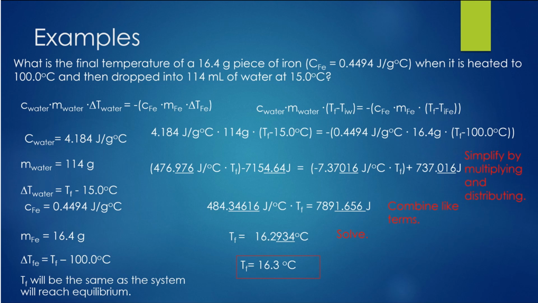And that was a particularly difficult question, finding the final temperature where you have an unknown variable on both sides. More often than not, you're going to be asked to find the mass of the metal or the specific heat of the metal, just one variable and not the TF on both sides. So hopefully this helps.